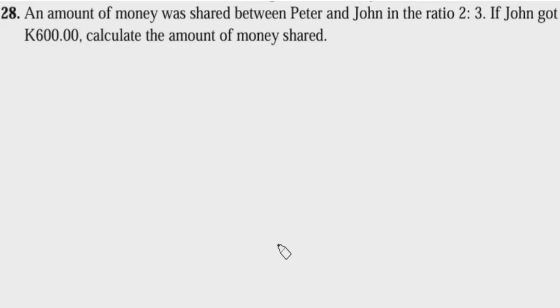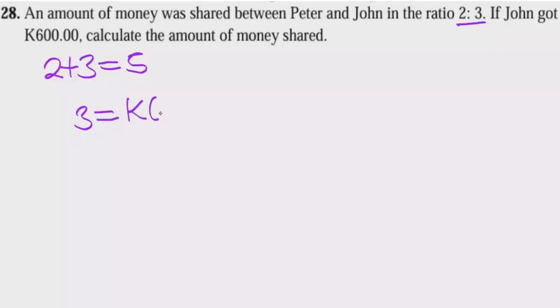Okay, so to find the amount of money that was shared, first we need to find the total of the ratios. So we have got 2 plus 3. So we find the sum. So 2 plus 3 will give us 5. Okay, so in this case, we know that the ratio of 3 held John 600 kwacha. How much will the ratio of 5 give us? We don't know, because that's the total amount we need to find. Okay, the total amount of money we need to find.